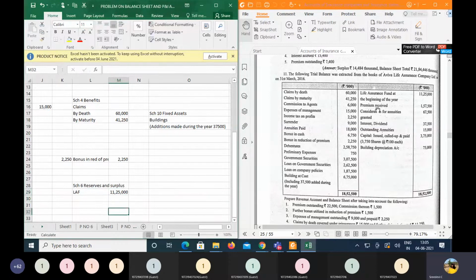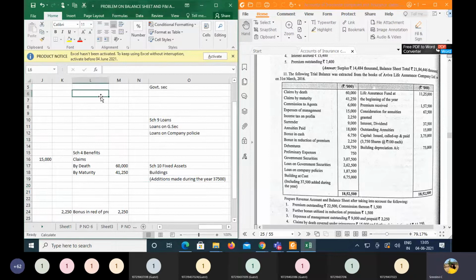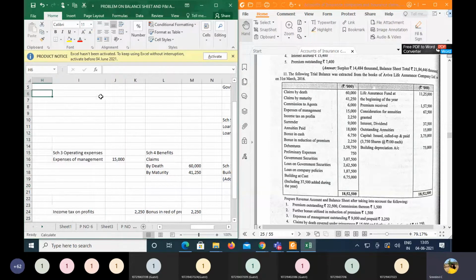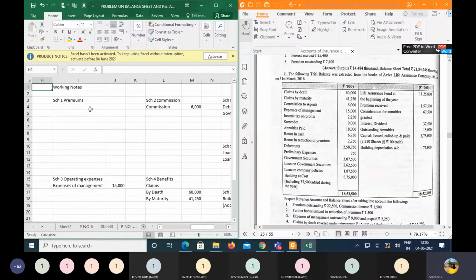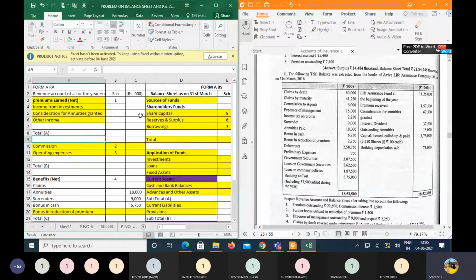Then we have premiums which have been received. So premiums to be taken into schedule number 1. We have received, that is 1. Then we have consideration for annuities granted. So this can be shown directly in the revenue account itself.